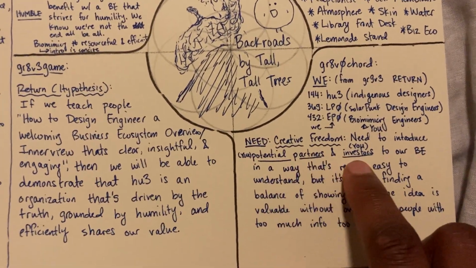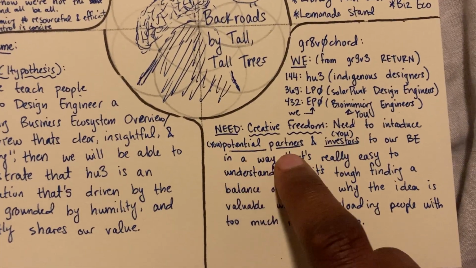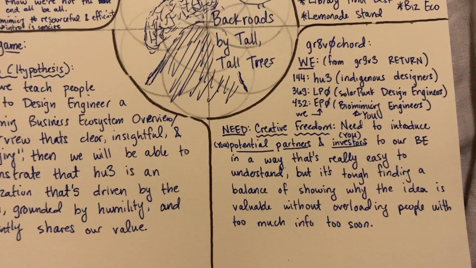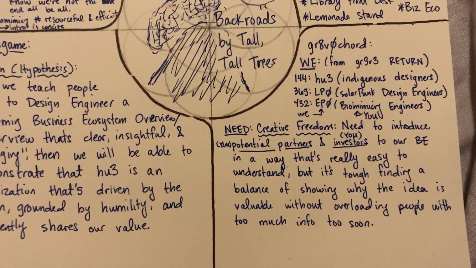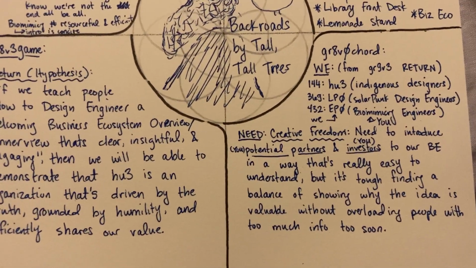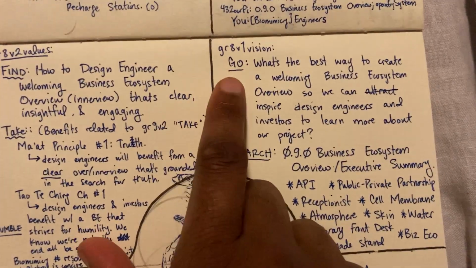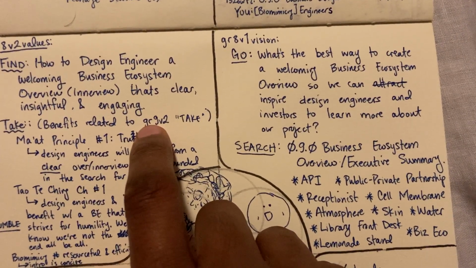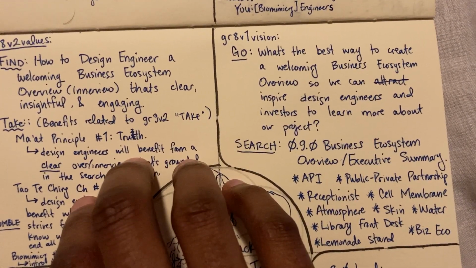It's still creative freedom, but in this case, we're saying that we need to introduce potential partners and investors to our business ecosystem in a way that's really easy to understand. But it's tough to find a balance of showing why the idea is valuable without overloading people with too much information too soon. If you do that, you'll just completely turn them off and they won't even hear what you have to say. So, go. What's the best way to create a welcoming business ecosystem overview so we can inspire design engineers and investors to learn more about our project?